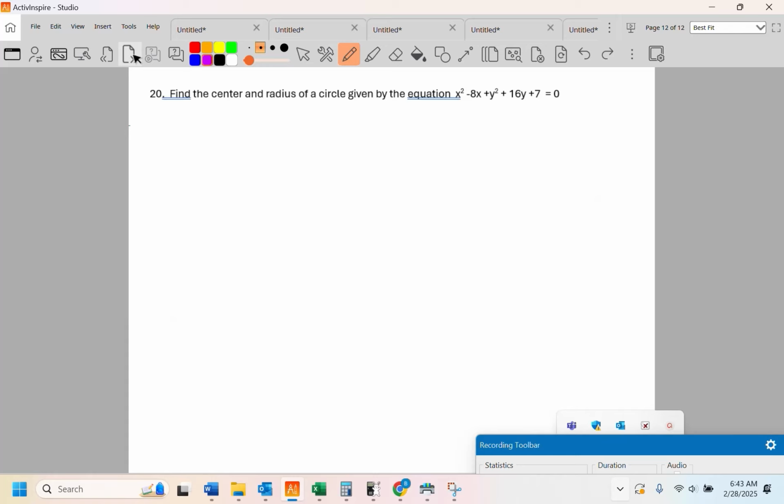Last one: find the center and radius of a circle given by the equation x squared minus 8x plus y squared plus 16y plus 7 equals 0. You're just going to use the complete the square method here. So take half of that number. -8 divided by 2 is -4. Square it, and you get 16. And you add it here, and you add it here. You add it to both sides. And by the way, this 7 belongs over here.